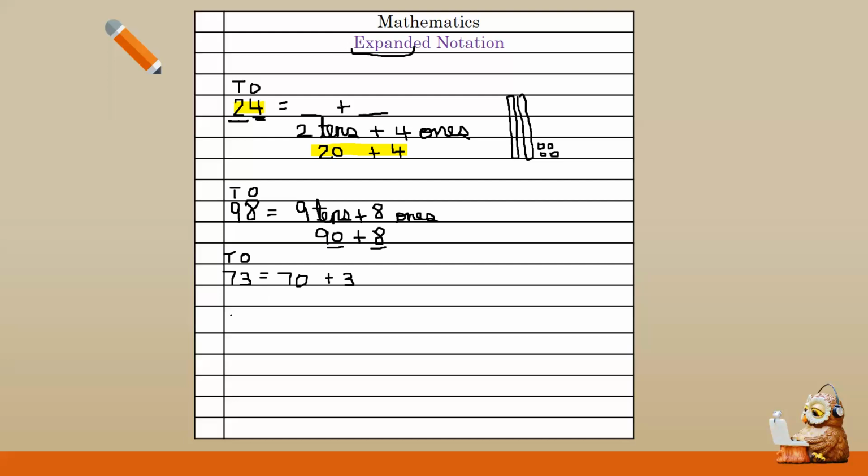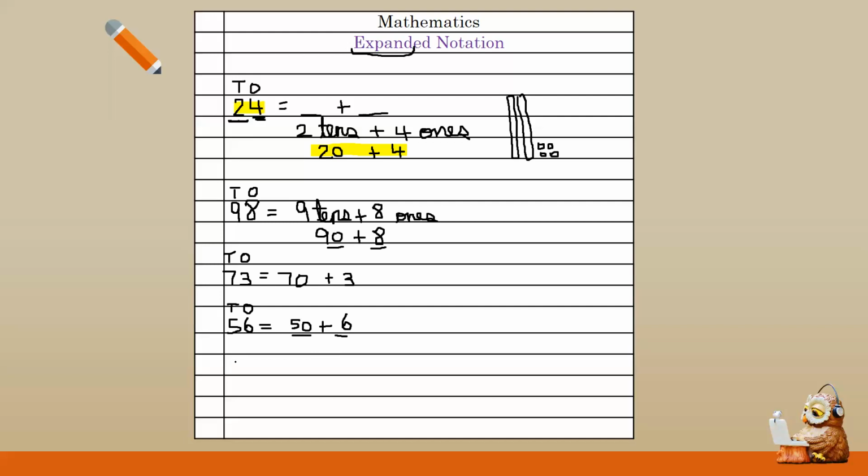How about this one? 56. I'd like you to pause the video, see if you can figure it out, and then press play to see if you were correct. Okay, so we have 56. Let's put our T and our O for tens and ones. 5 tens, 50, plus 6 ones, 6. 56 in expanded notation is 50 plus 6.